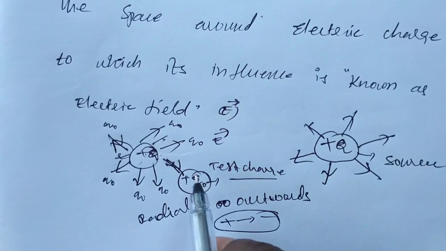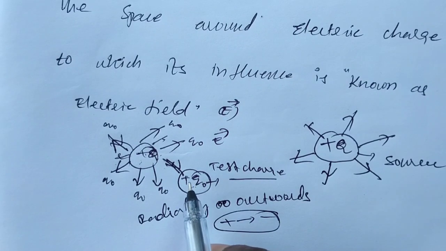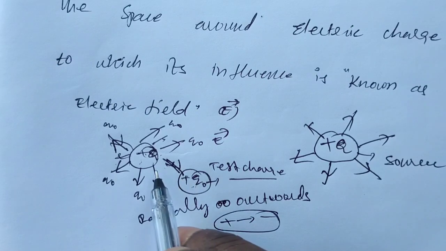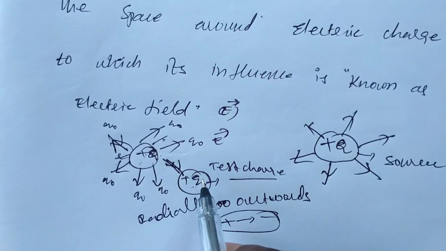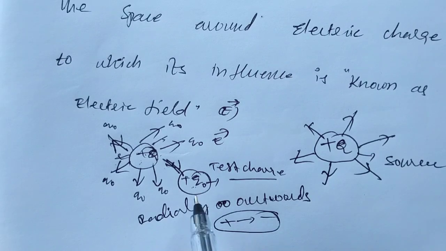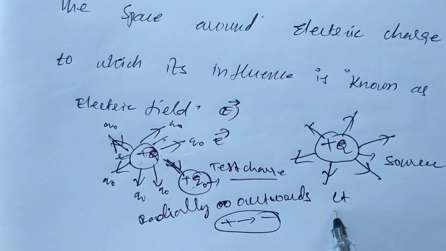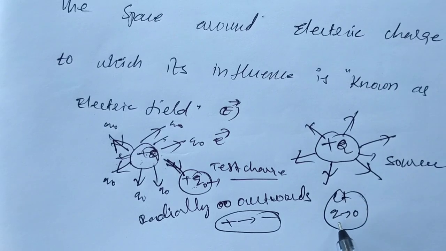Okay, the test charge can be observed or affected by a source. Okay, that is the test charge. The test charge is a very small charge. It does not create any field. That is, it can be chosen as q naught tends to the limit, q naught tends to 0. That means it is very small.